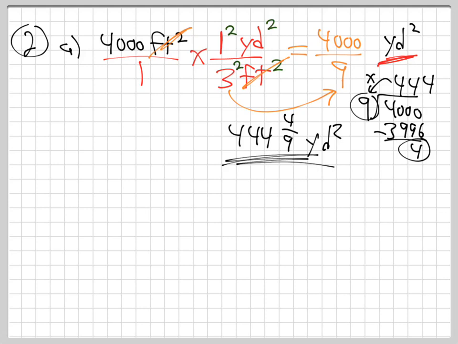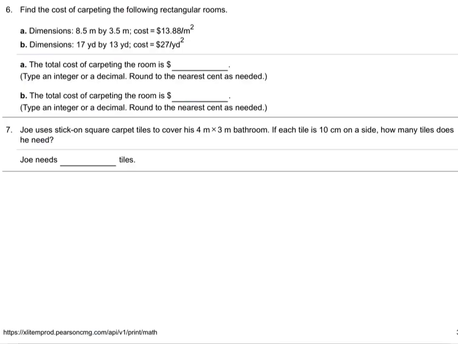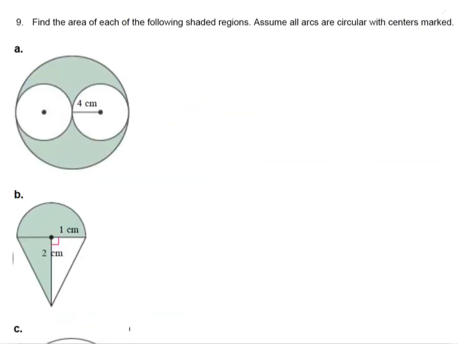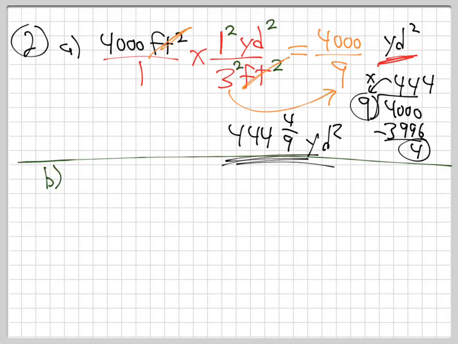All right, let's go on. The rest of them, they'll let us just do decimals. So for part B down here, let's see what we've got. They're doing weird things with powers: 10 to the 8th square yards. And they want me to go to square miles. Wait, square yards, and they want me to go to miles.